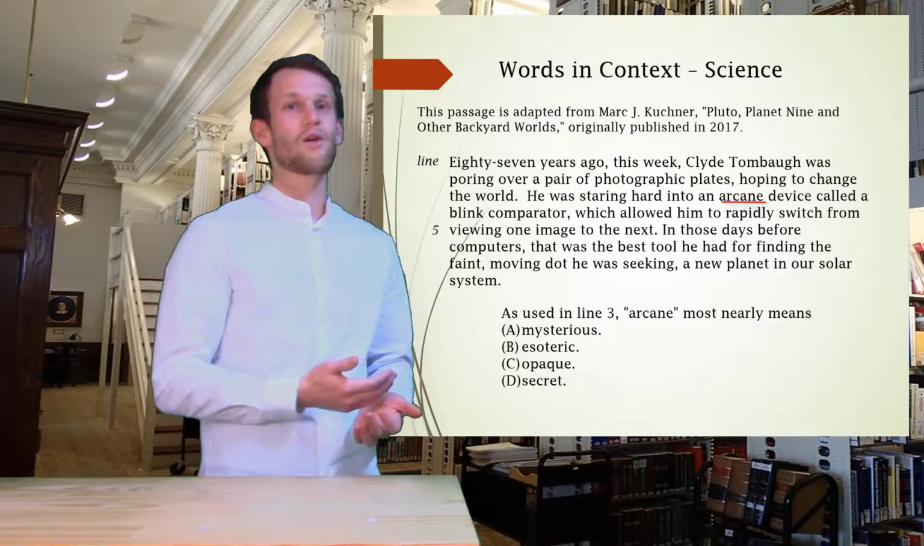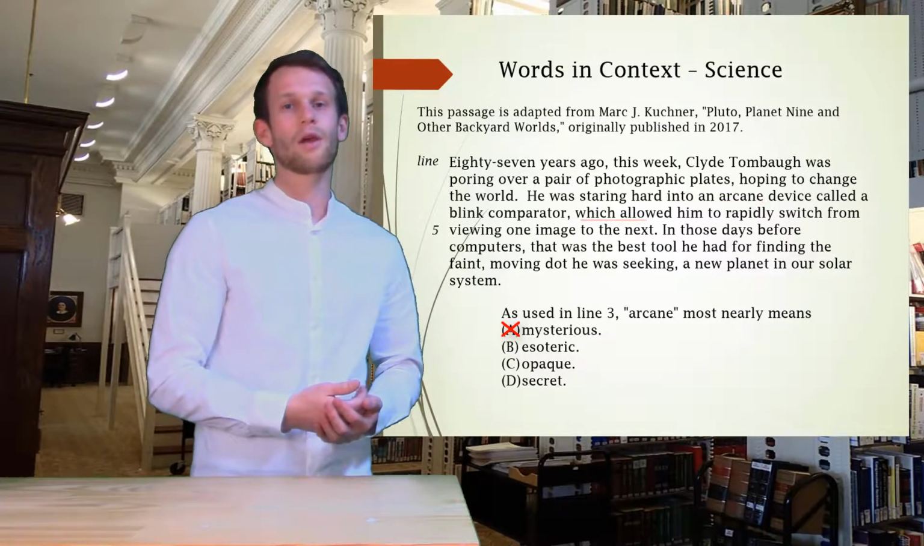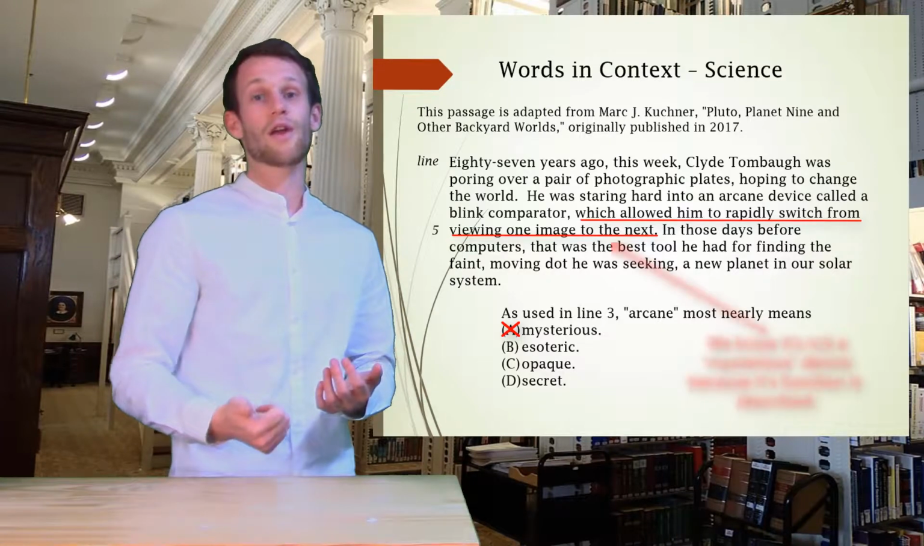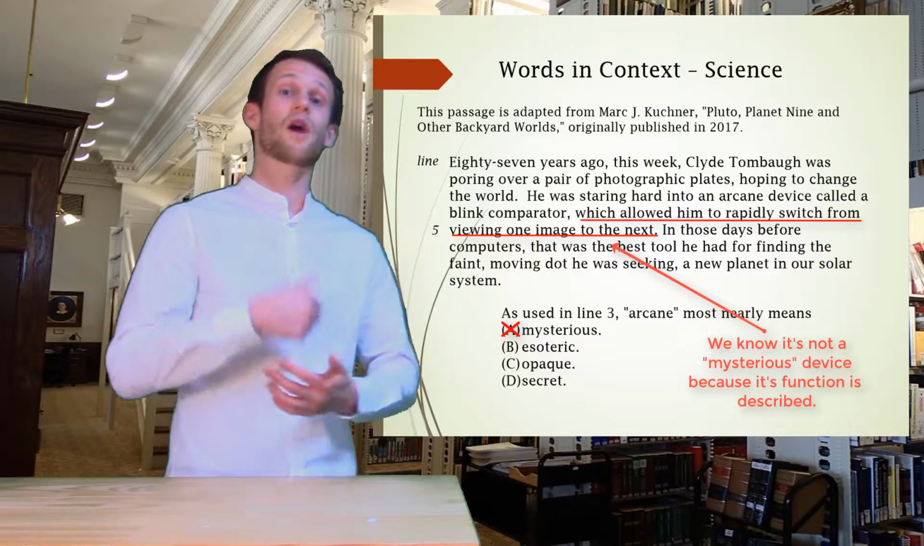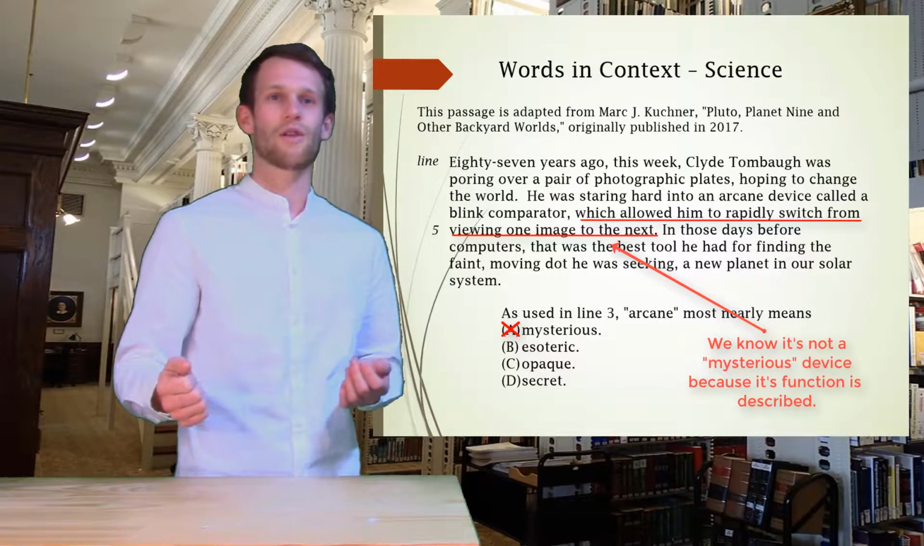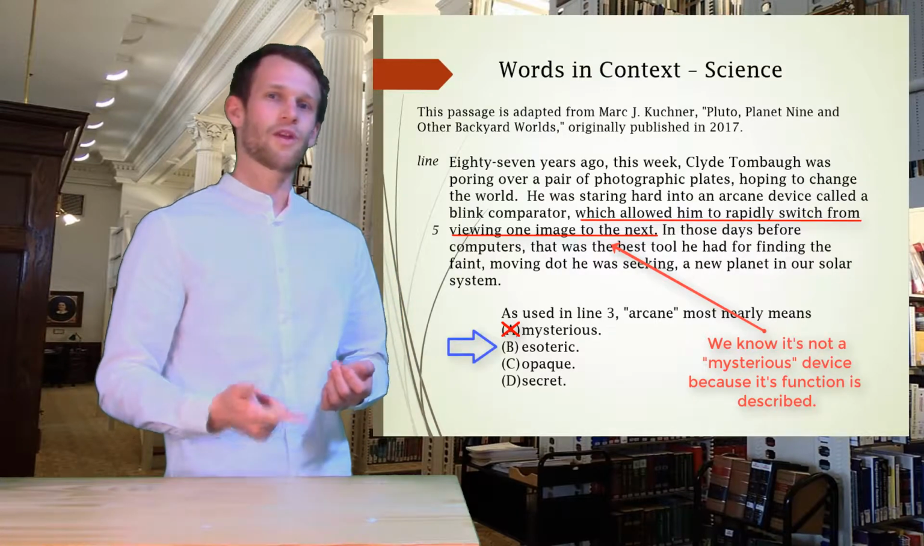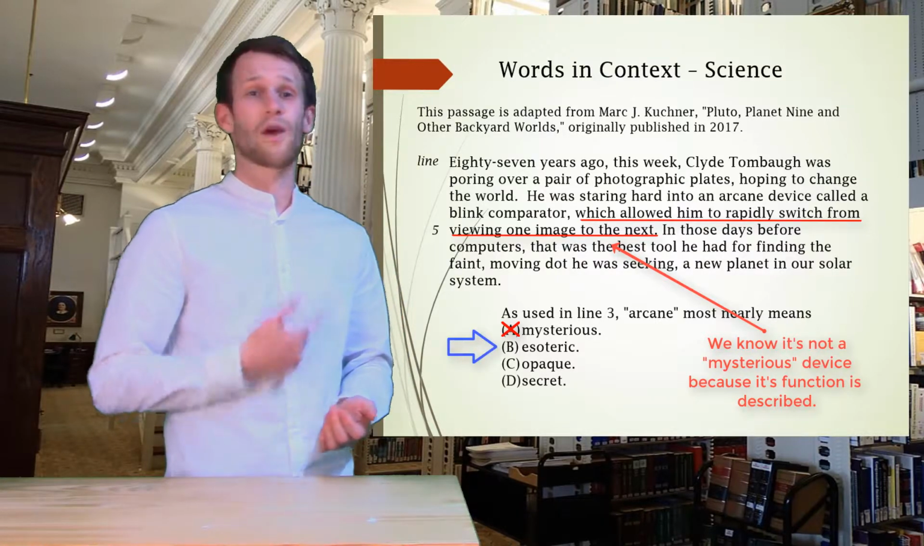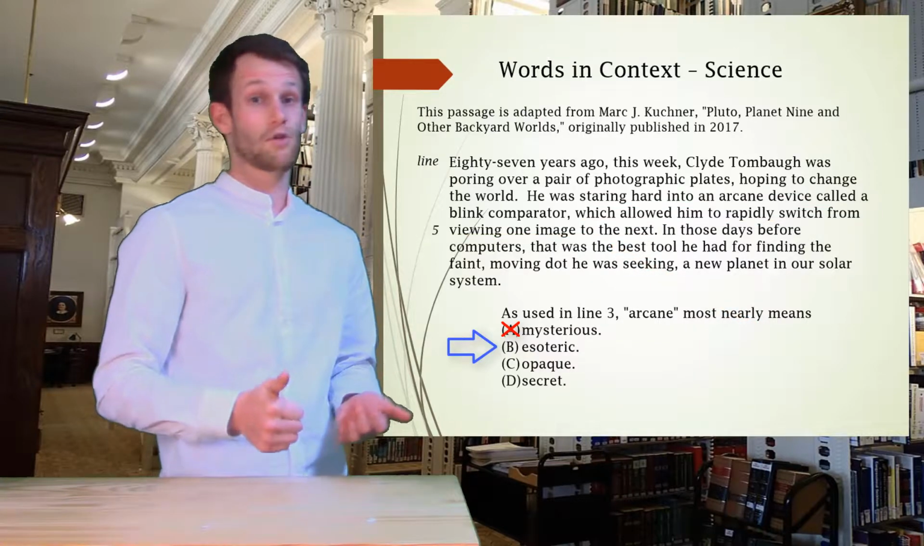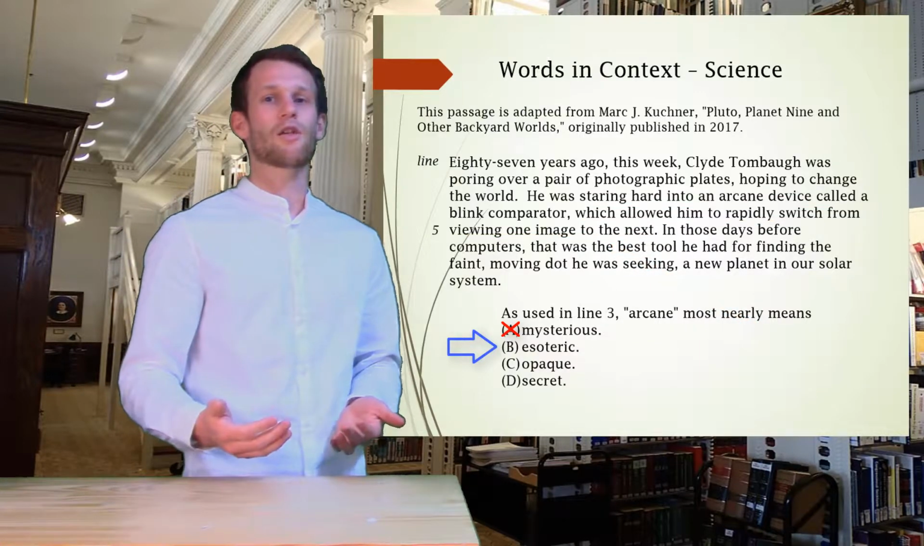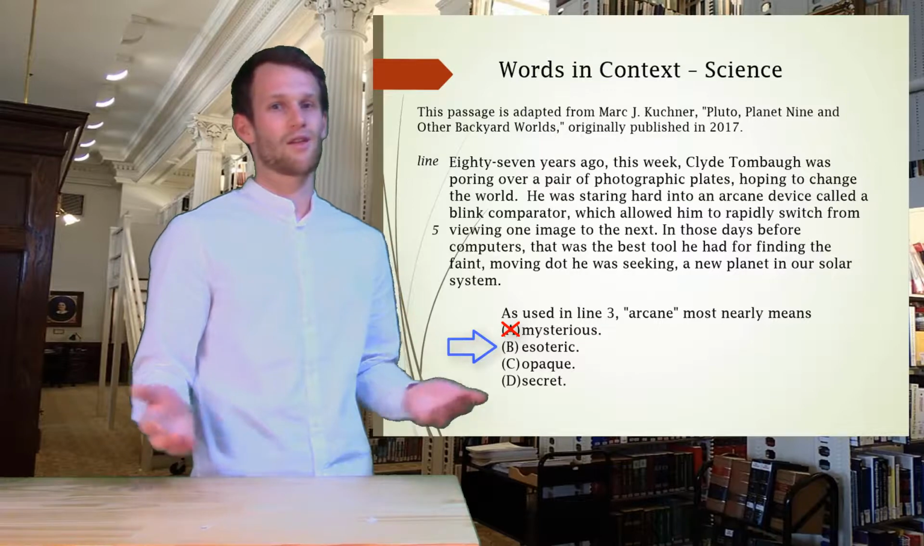We can get rid of mysterious because although that's a definition for arcane, we know that this device isn't mysterious, because right after naming the device, the author tells you what it does. No mystery there. Esoteric. Well, that's a weird word. Very few students I would expect know what that means. If you do, good on you. If you don't, I completely understand. We can't even guess at what that means because it looks strange.